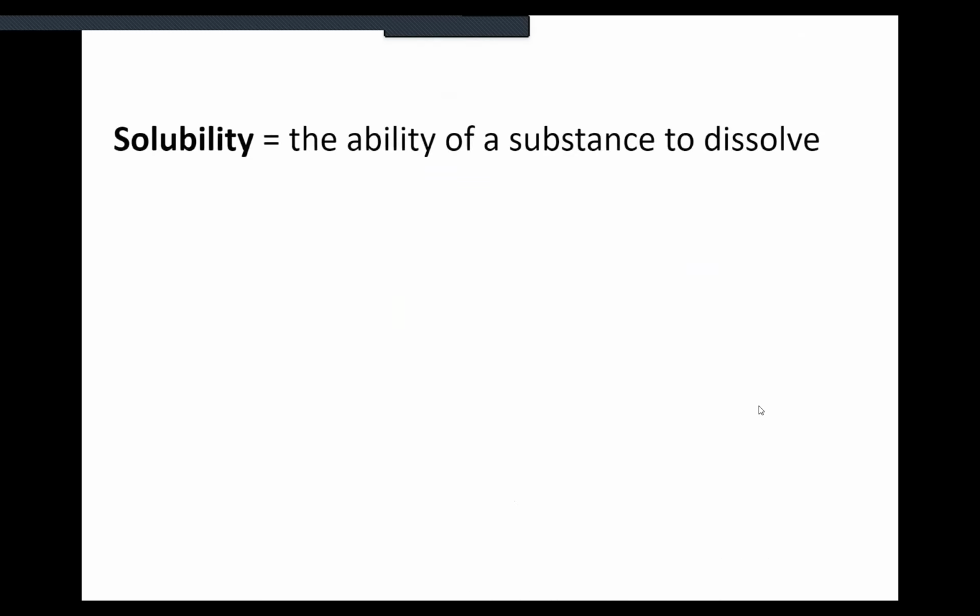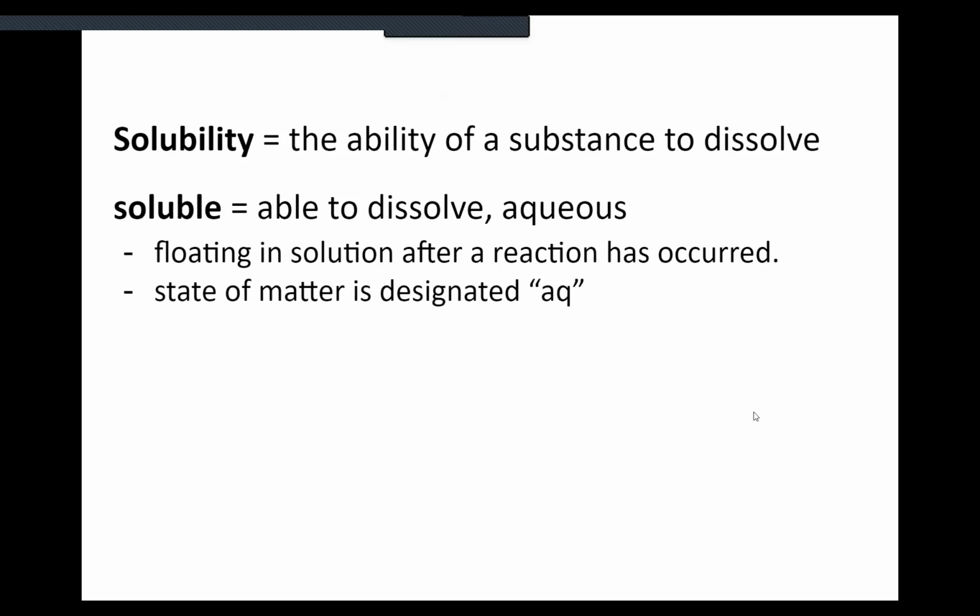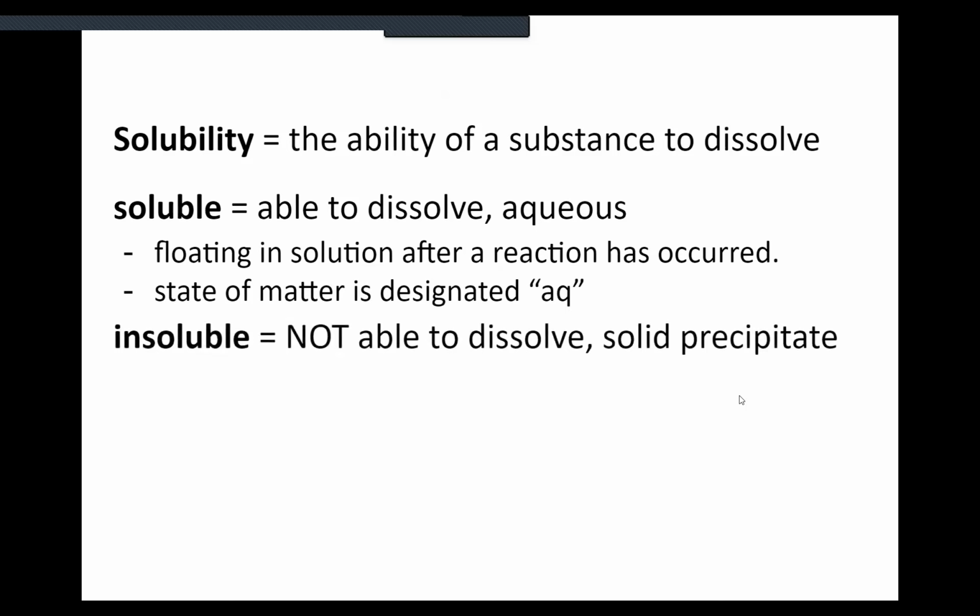Some other terms that are important. When we say solubility, we're talking about the ability of a substance to dissolve. So if it's highly soluble, it's highly able to dissolve. If it's not soluble, or sometimes we'll use the word insoluble, it means it's not able to dissolve. Soluble means able to dissolve. It's the aqueous substance. This would be the thing floating around in solution even after the reaction has occurred. And if it's soluble, the state of matter is given an AQ, meaning aqueous, meaning it is dissolved even after a reaction has occurred.